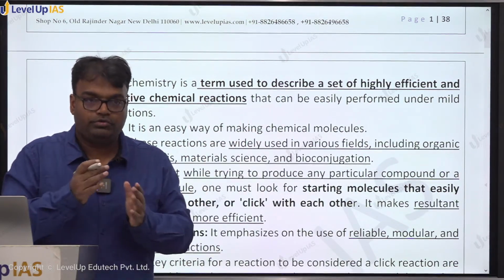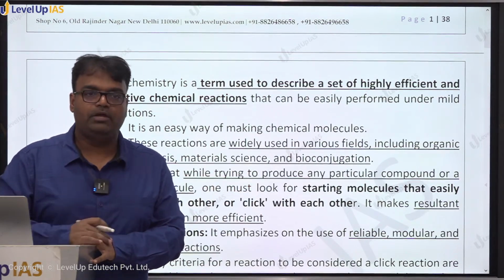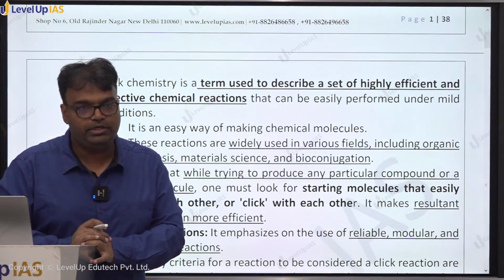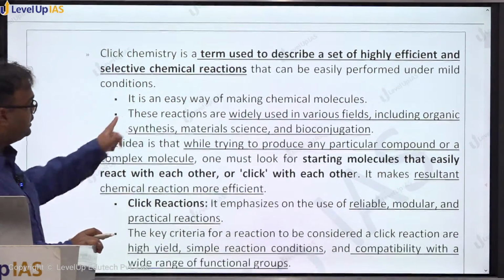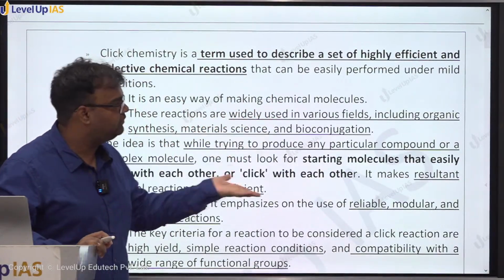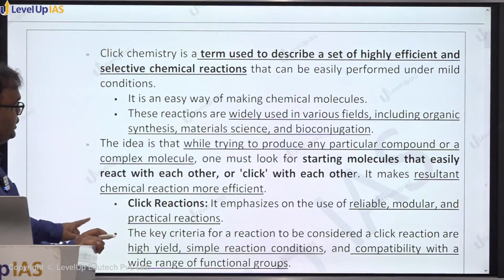उसको क्या करना होगा? It has to satisfy certain criteria. So it can happen quickly, without any byproduct, efficiently, without a lot of wastage. Those reactions would be click reactions. Now, it's an easy way of making chemical molecules. These reactions are widely used in various fields, including organic synthesis, material science, bioconjugation, etc.